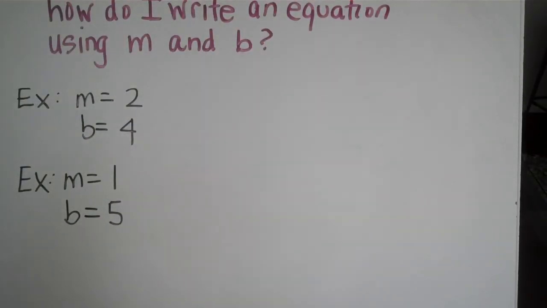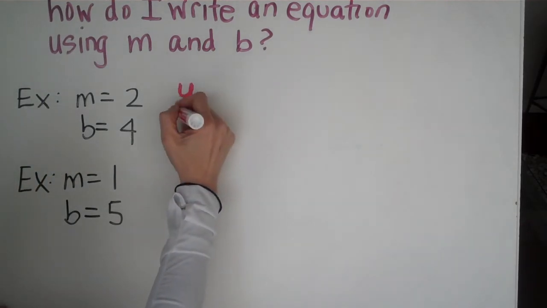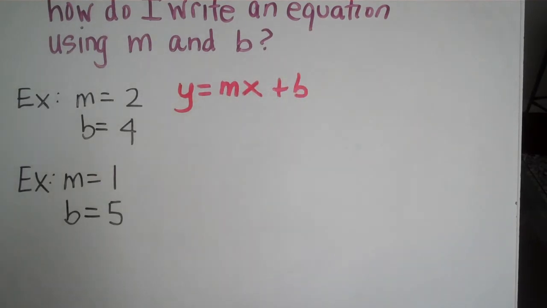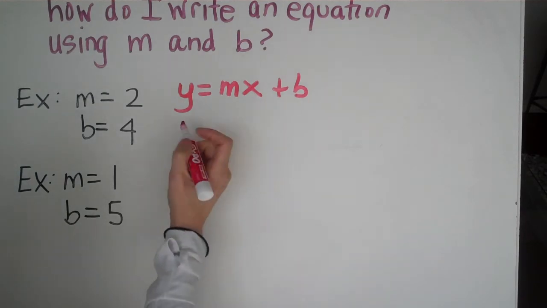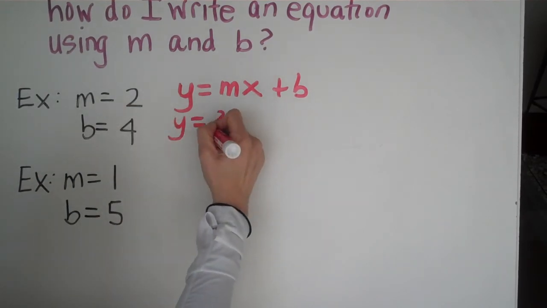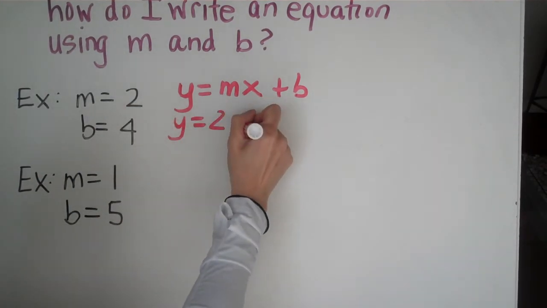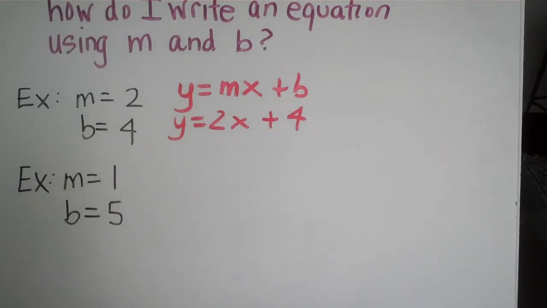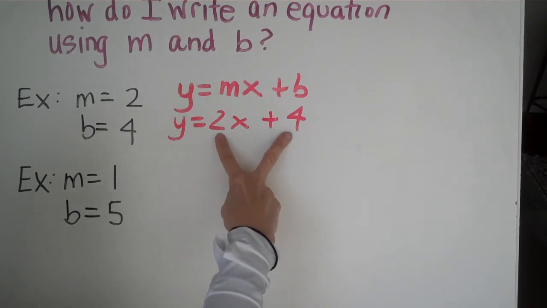What about this? How do I write an equation using an m and a b? Well, let's say you're given an m and a b, and they say write an equation. If they say write an equation, they're asking you to put it in the form y equals mx plus b. And it's really simple to do that. You're going to write y equals, what's the slope? A 2. Put in the x, plus, what's the b? A 4. That's it. Those are the only two things that are going to change.